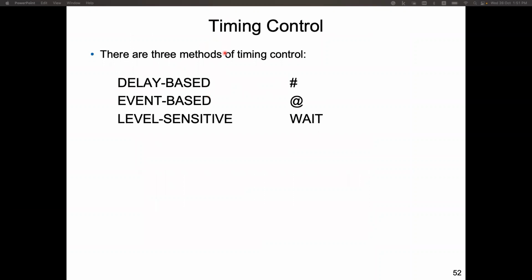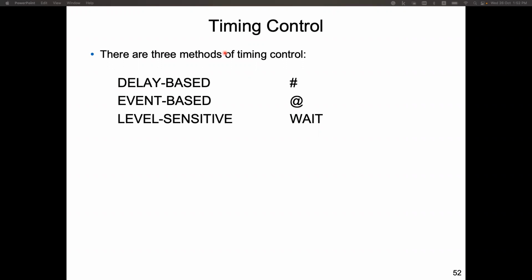Now, time control. In Verilog, if there are no timing control statements, the simulation time does not advance. If it's time 0, it will not advance. So time control provides a way to specify the simulation time for the procedural statements to go forward.